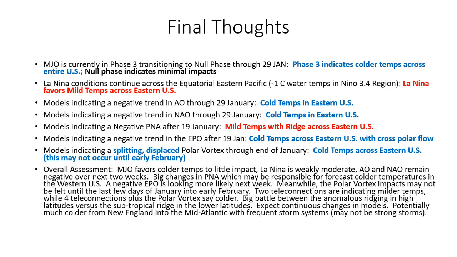Potentially, we could see much colder air from New England into the mid-Atlantic with frequent storm systems. They may not be strong storms. They may be weaker systems that kind of pass through from time to time. There is potential, there very well could be a stronger storm system in the future here in late January.